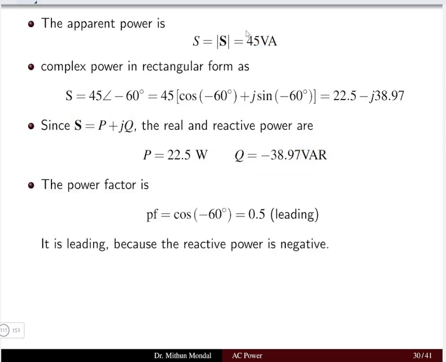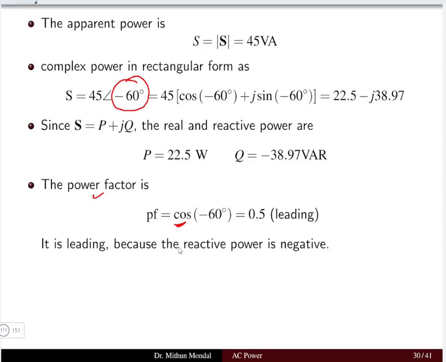Now the power factor is basically the cosine of the difference of the angle between the voltage and the current. So here we can get it from the angle of the complex power, that is 60 degrees.